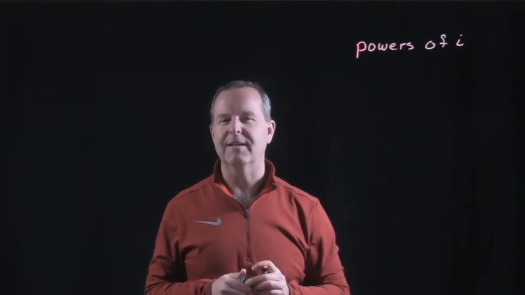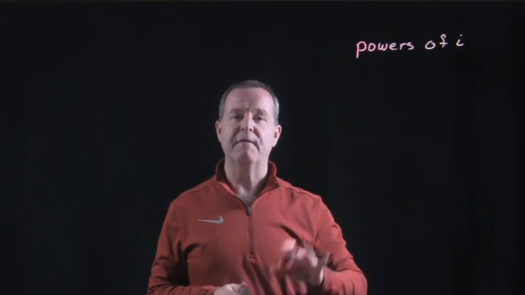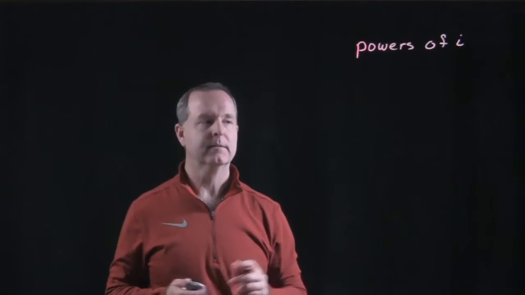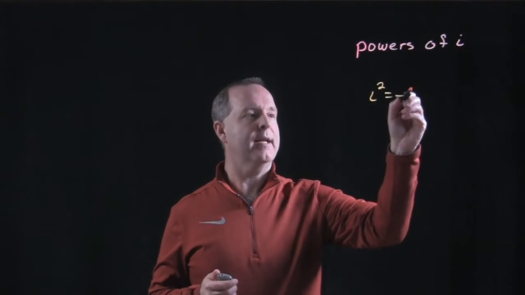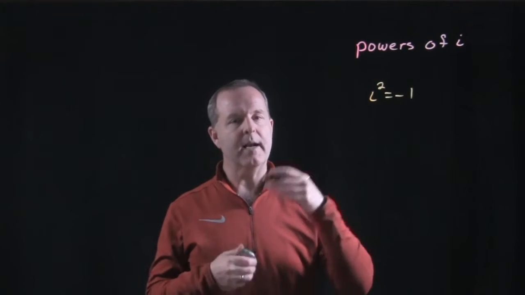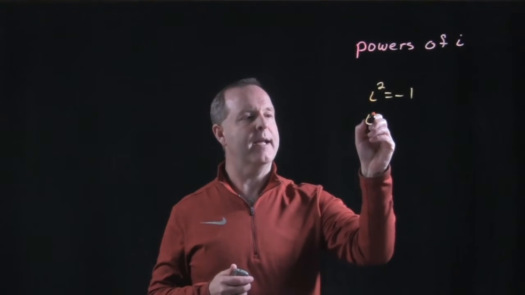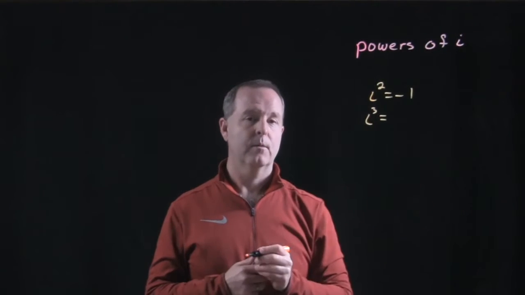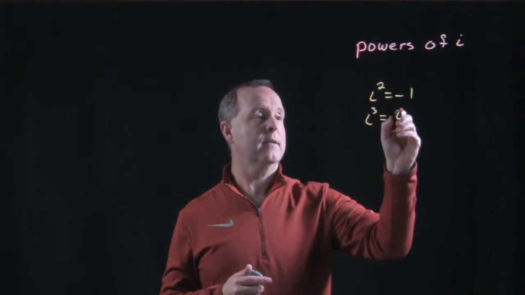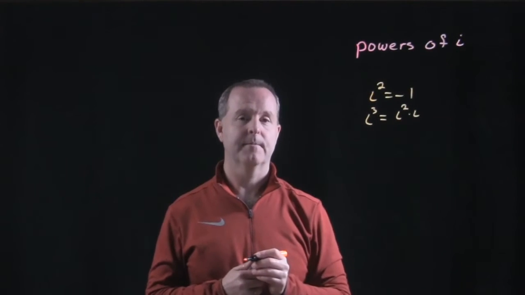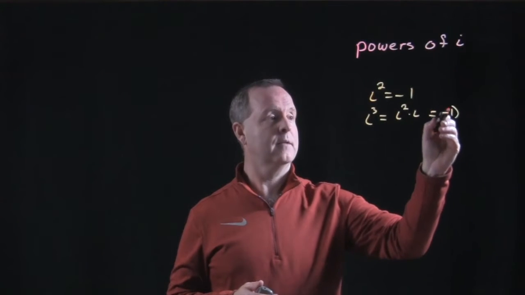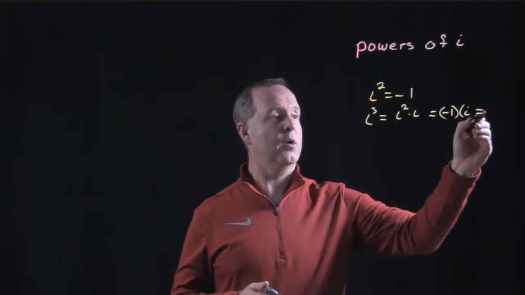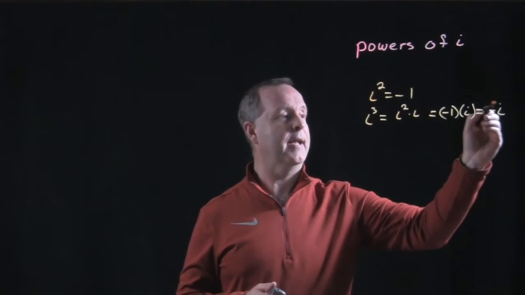The last idea we're going to look at is how to deal with various different powers of i. We remember that we set i squared equals negative 1. So let's understand what happens when we have i cubed. I can rewrite that as i squared times i. Do you remember what i squared was? That was negative 1. Then I have the i, so that equals negative i.